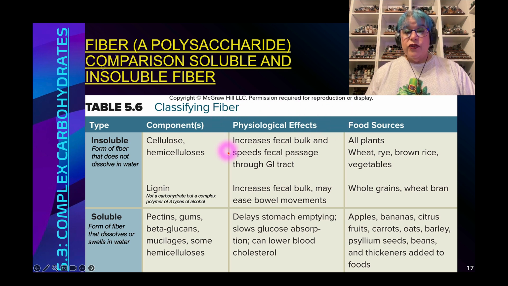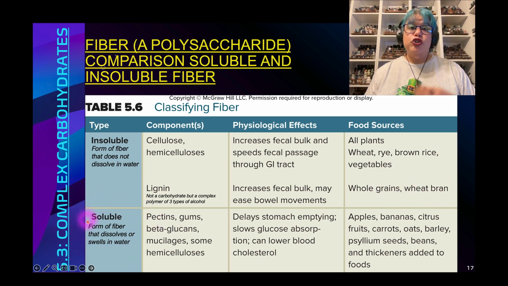Physiological effects from our insoluble fiber. It's going to increase fecal bulk and speed fecal passage through our GI tract. It actually helps to make more mass in our feces, which means that it makes it easier for us to go to the bathroom. Where do we get cellulose and hemicellulose from? All plants, wheat, rye, brown rice, and vegetables. Now, lignin increases fecal bulk and may ease bowel movements. It may help us to more easily go to the bathroom. We're going to find this in whole grains and in wheat bran.